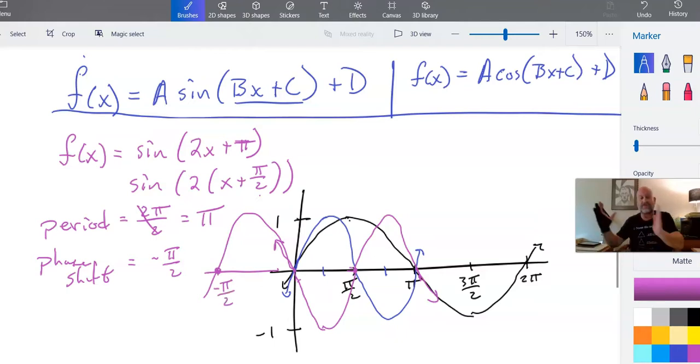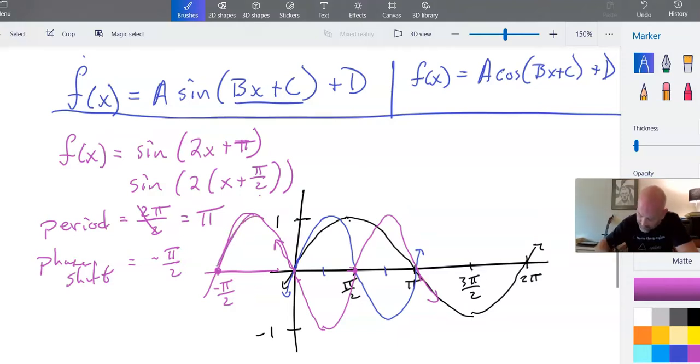Right? So it's just shifting things around. So first we compressed it, then we moved it over. Well, actually moved it over. Right? That's essentially what we did. So my final curve ends up being the one in purple here.